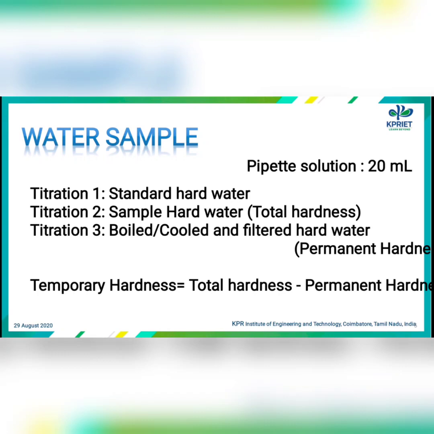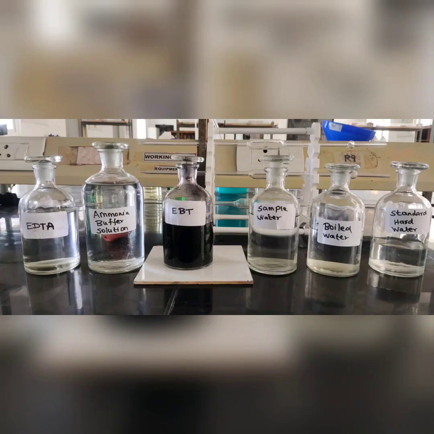For titration 3, the sample hard water is heated, cooled and filtered to remove the temporary hardness. This is taken and titrated to estimate the permanent hardness present in the water sample. On subtracting the permanent hardness from total hardness, we can estimate the amount of temporary hardness present in the water sample. EDTA has to be filled in the burette.